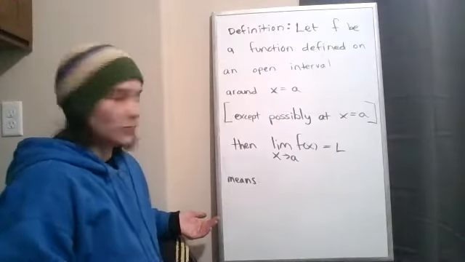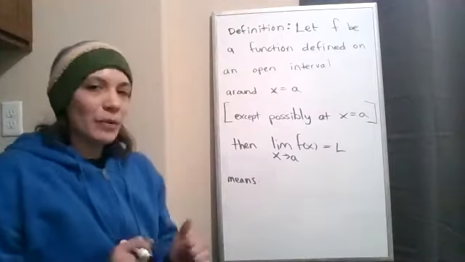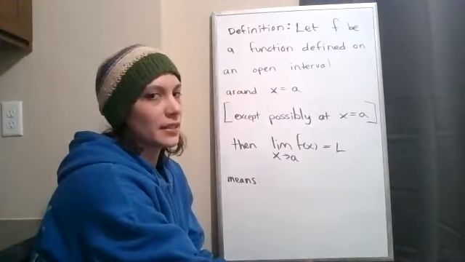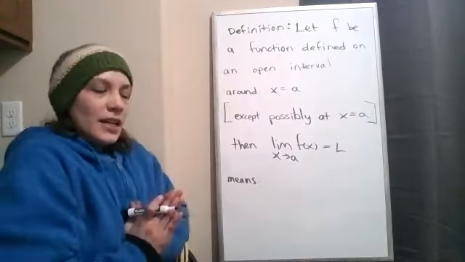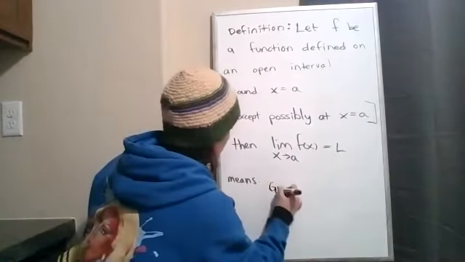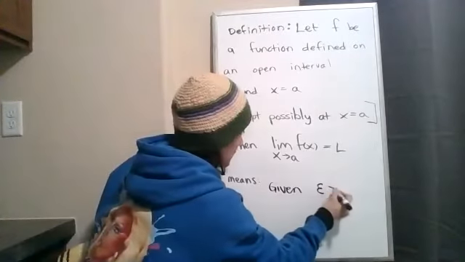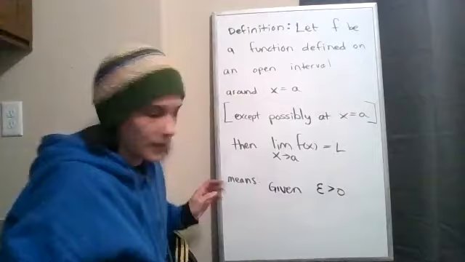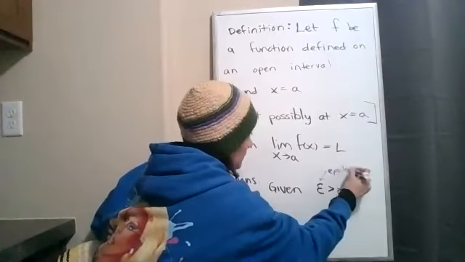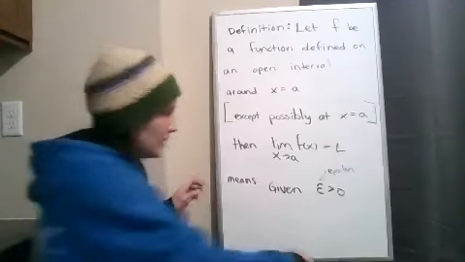So if you're going to be a math major, you're going to do this a lot. I probably won't test you on this. I just want to introduce it just in case you go on and take more math classes later. So you have epsilon greater than 0 given epsilon greater than 0. There exists a delta greater than 0.